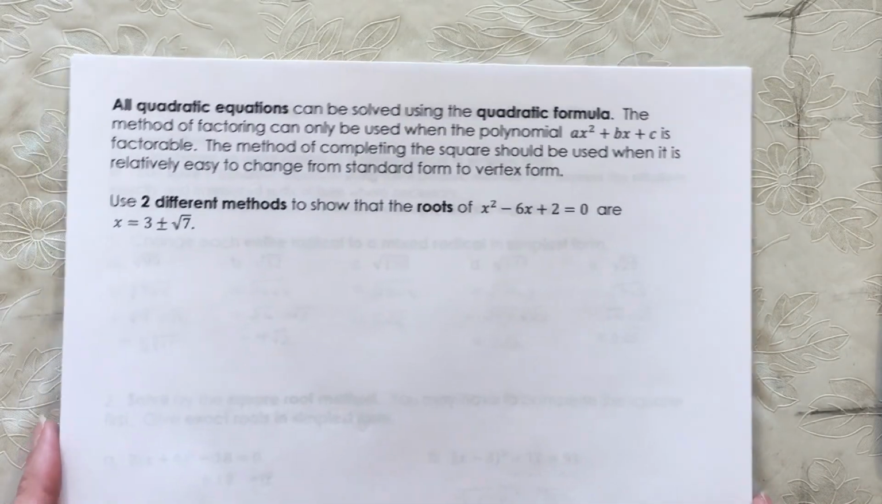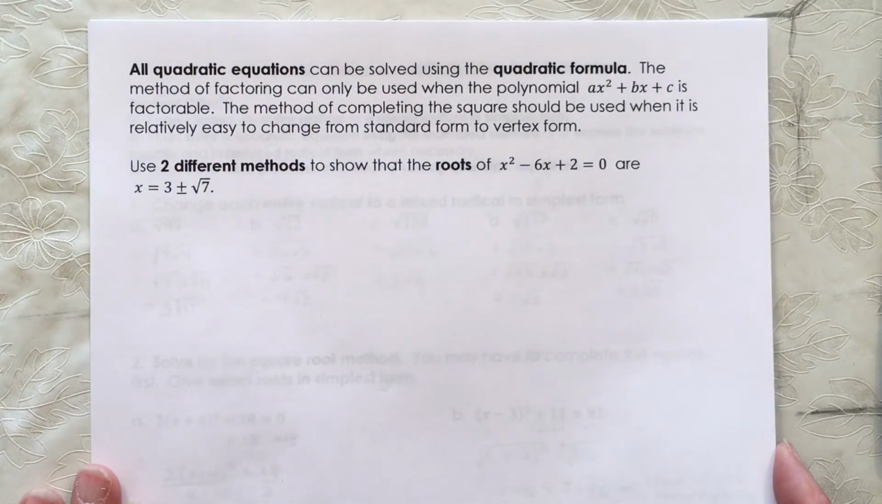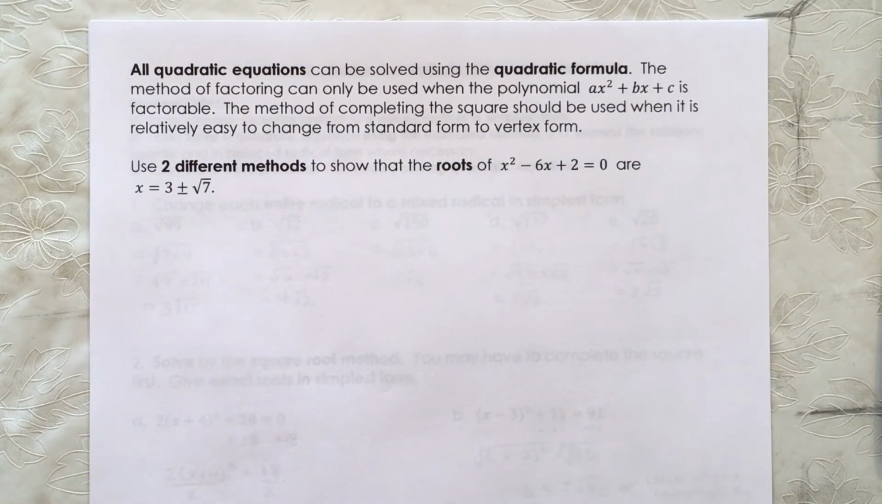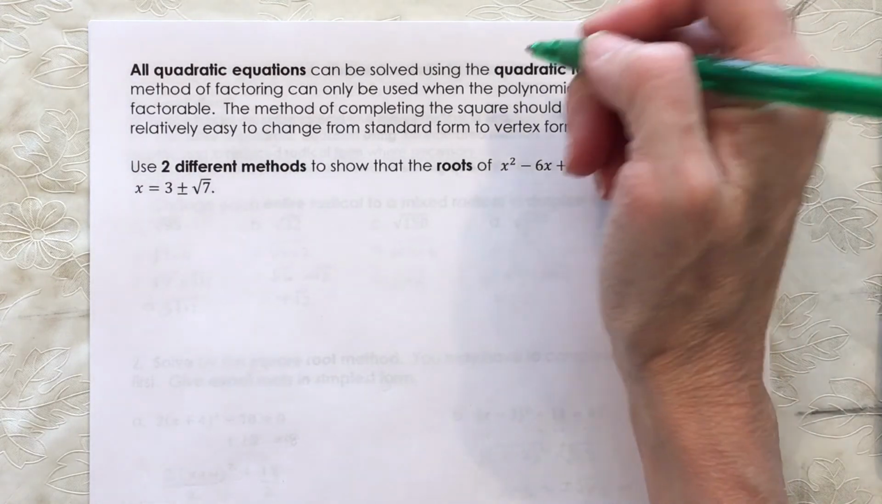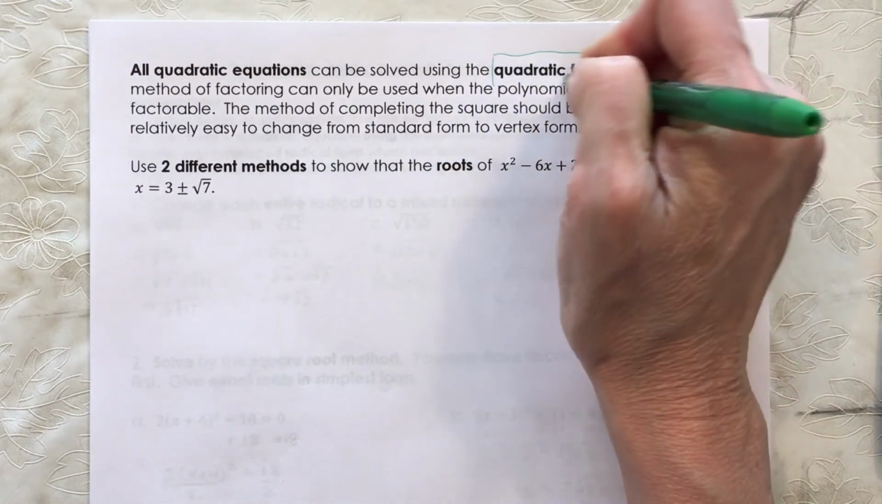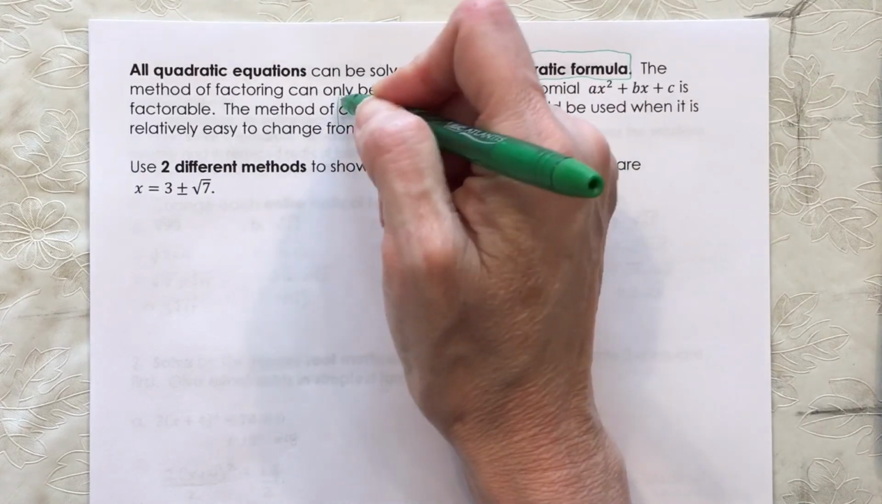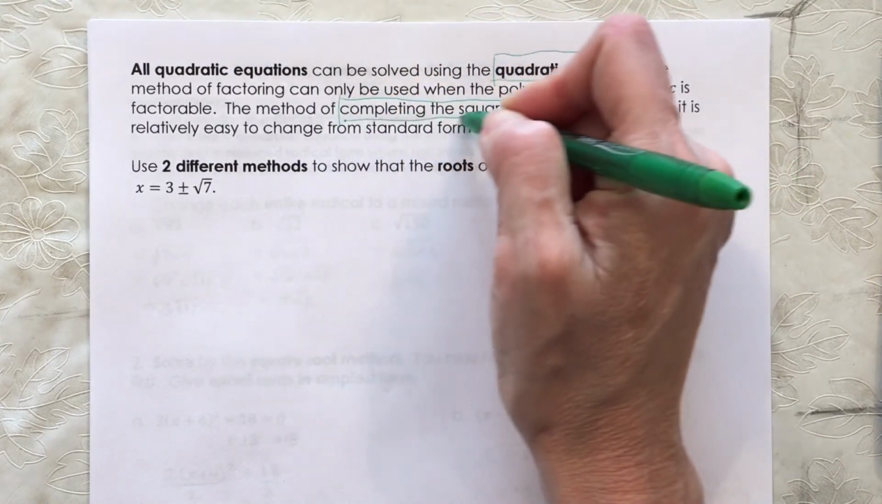Okay. So our last question today. So all quadratic equations can be solved using the quadratic formula. The method of factoring, which we're going to talk about later this week, can be used when the polynomial is factorable. The method of completing the square should be used when it's relatively easy to change from standard form to vertex form. So what did we look at today? We looked at the quadratic formula, and we looked at the completing the square or square root method. Okay?